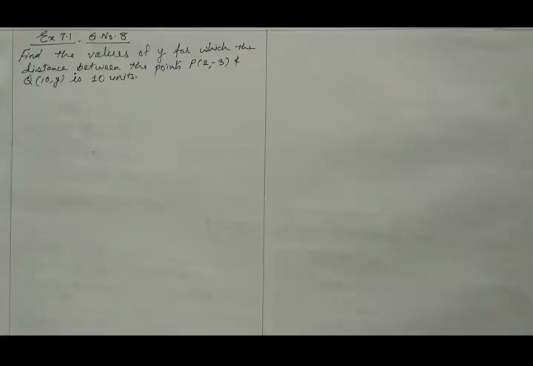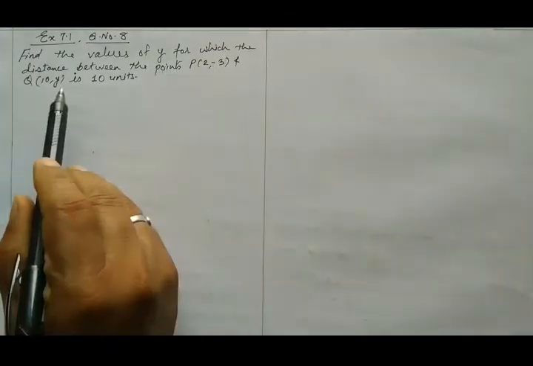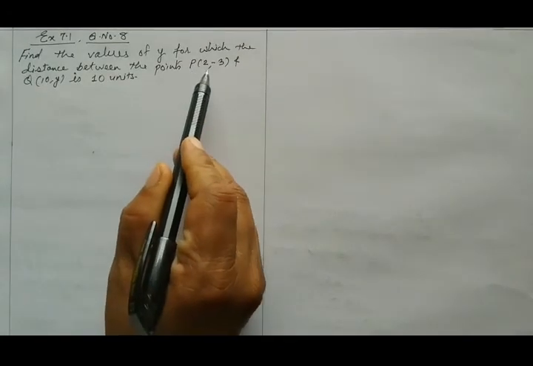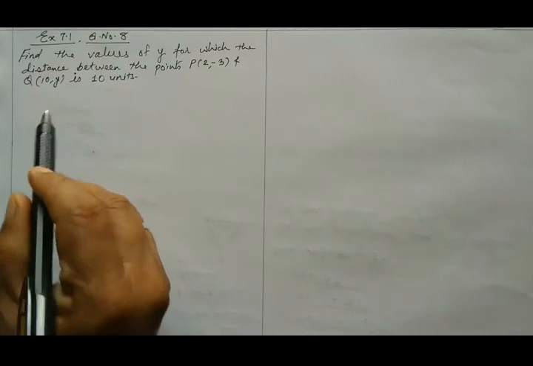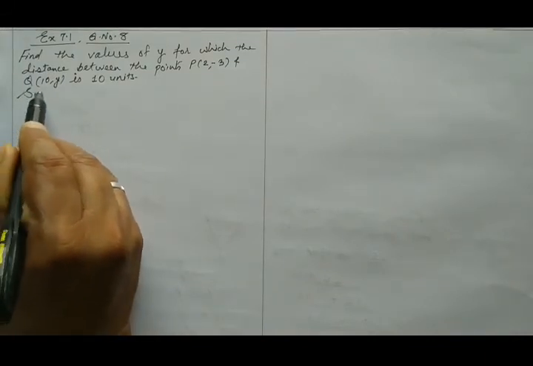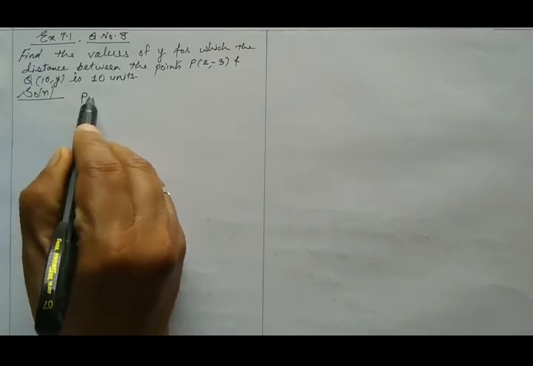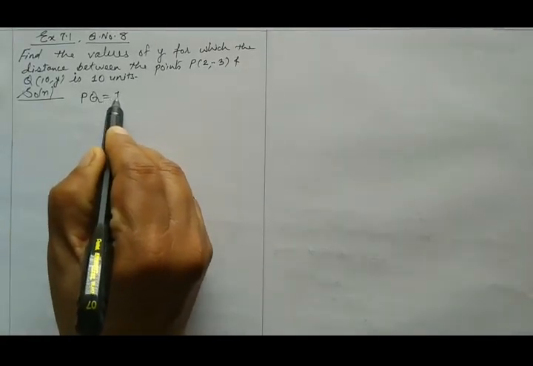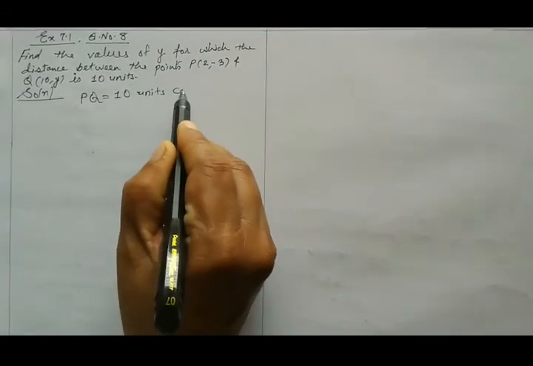Let us discuss question number 8 of exercise 7.1. Find the values of y for which the distance between the points P (2, minus 3) and Q (10, y) is 10 units. So see solution. PQ is equal to 10 units. This is given to us.